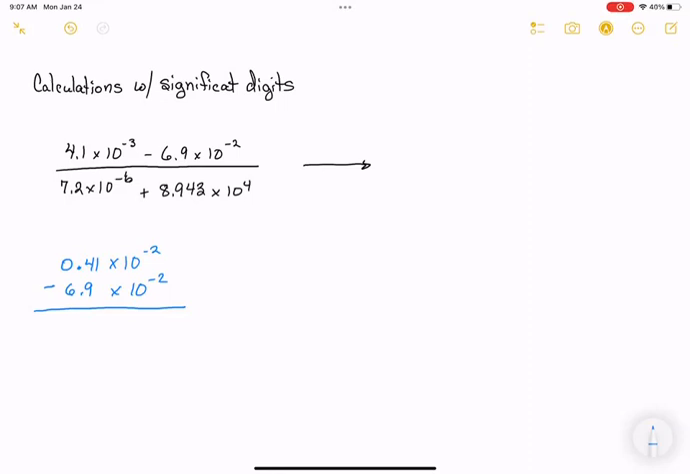So we have 0.41 times 10 to the minus 2 minus 6.9 times 10 to the minus 2. And that comes out as a negative 6.49 times 10 to the minus 2. Now, if we're using our rules with addition and subtraction, we have to have the same number of decimal places. So that numerator simplifies to a negative 6.4 with that 9 as being the number that we would remove later on, times 10 to the minus 2. Again, we get rid of it later on. We don't do it now because we're not done with the math.